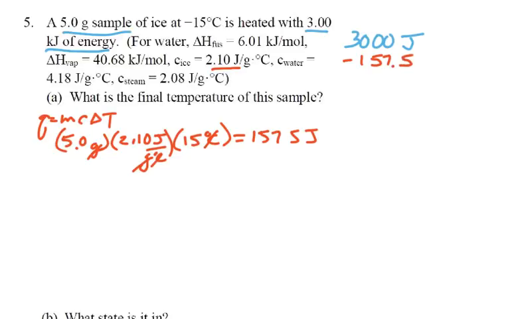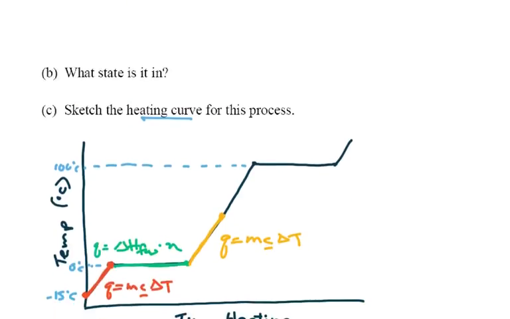So I've just used up 157.5 joules of energy. So at this point I have 2,842.5 joules. Okay, so after warming my ice, I have that much energy. Okay, my next stage will be to try to melt that ice.